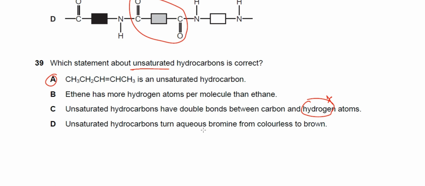Unsaturated hydrocarbons turn aqueous bromine from colorless to brown. No, it's wrong. It's from brown to colorless. It should be from brown to colorless. Understood? So that's why this statement is wrong. So only A is correct.